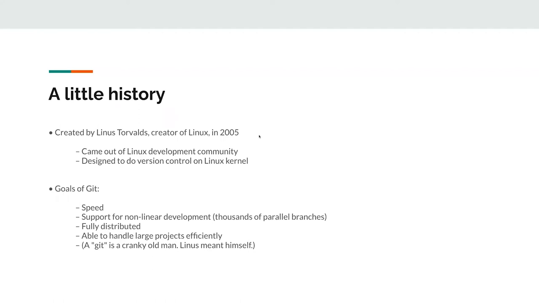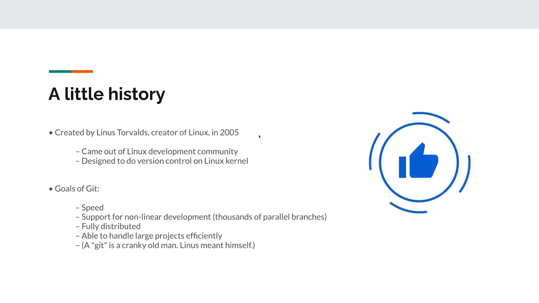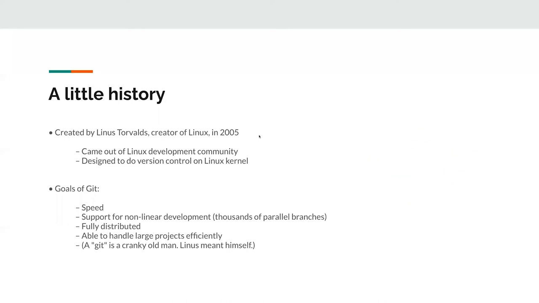So let's talk a little bit about the history. It was created by Linus in 2005, in the Linux development community. It was initially designed to do version control on the Linux kernel, but then it turned out to be much more effective for source control in general. The basic goal of Git was to make it quicker, with a lot of branches working in parallel, fully distributed, not a centralized system, and able to handle larger and larger projects. And what he said was, Git is a cranky old man.